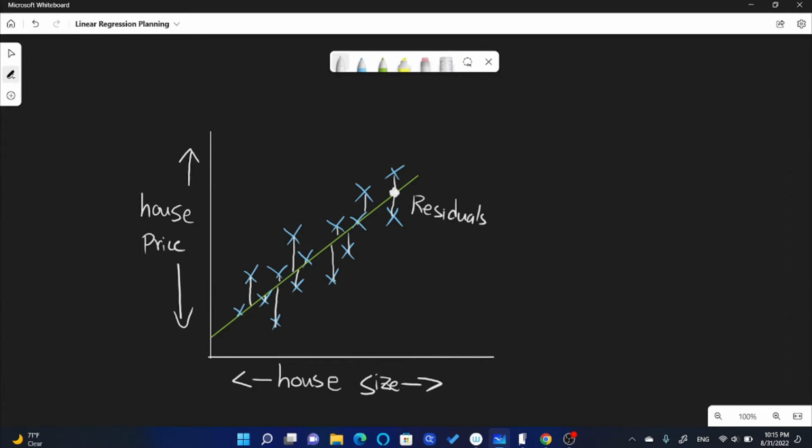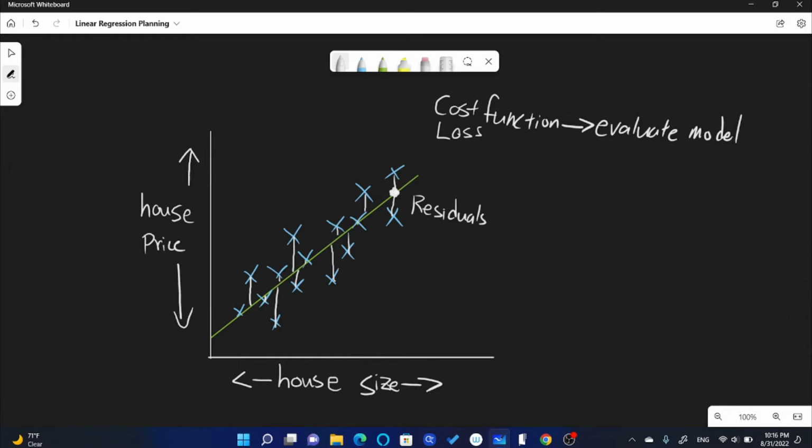But yeah, we use something called a cost function, or you can call it a loss function. Doesn't really matter here. And what cost functions are used for is to evaluate the model, right? Evaluate model. All right, cool, fantastic. Yeah, you can also call it a loss function. It doesn't really matter. Cost, loss function. All right, so how do we do that?